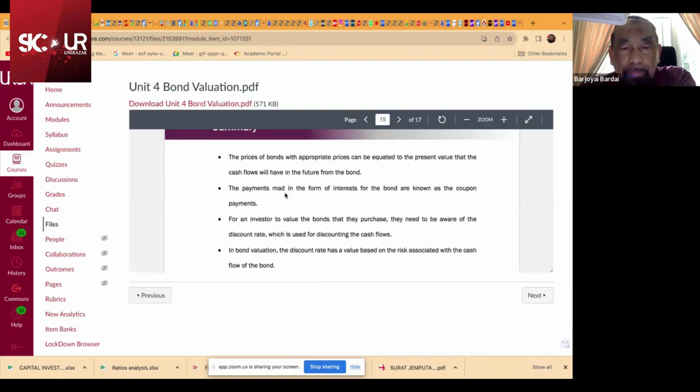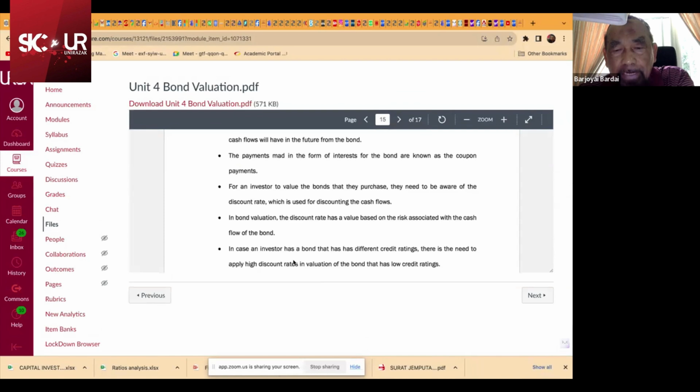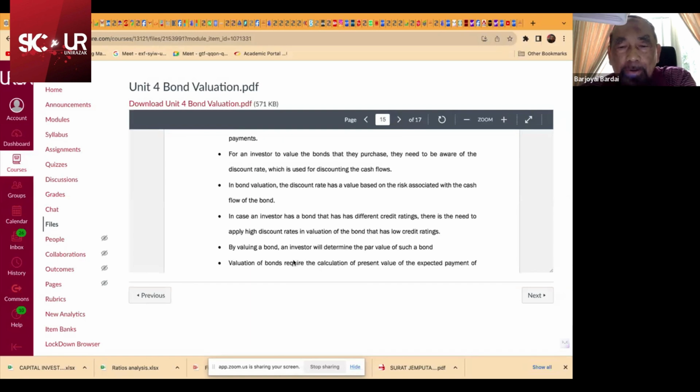Here, the payment made in the form of interest for the bond is known as the coupon payment. For investors to value the bond that they purchase, they need to be aware of the discount rate, which is the cost of capital. In bond valuation, the discount rate has a value based on the risk associated with the cash flow. So we need to differentiate between the bond issued by government and bond issued by company.